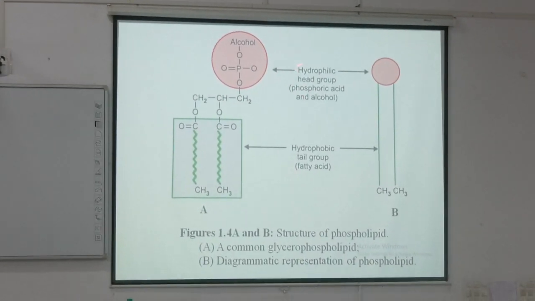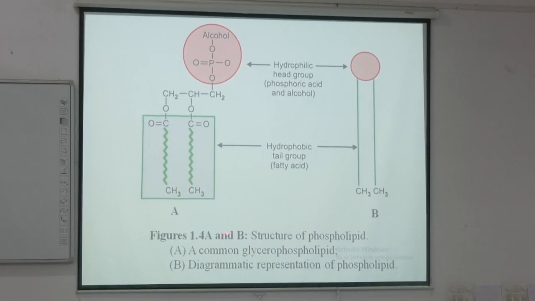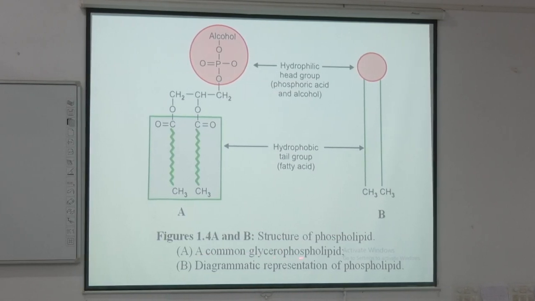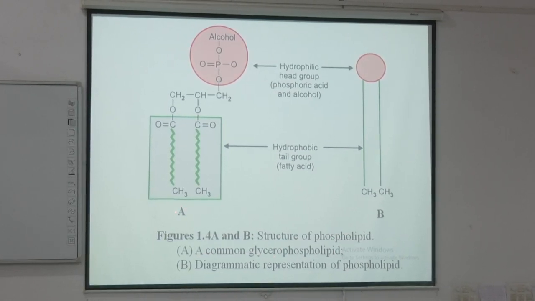Now you will see the free fatty acid chain structure of phospholipid. A common type is glycerophospholipids, and the other is sphingophospholipids, which contain an aliphatic side chain. Aliphatic, you already studied in organic chemistry. What is the meaning of aliphatic? Alkane containing long chain. Understand? Hydrophobic tail group, fatty acids, phosphoric acid and alcohol.